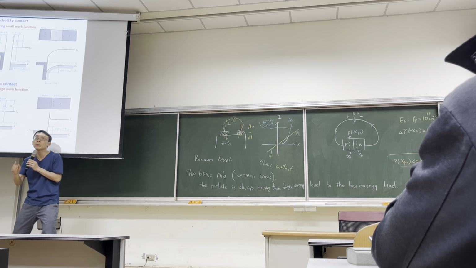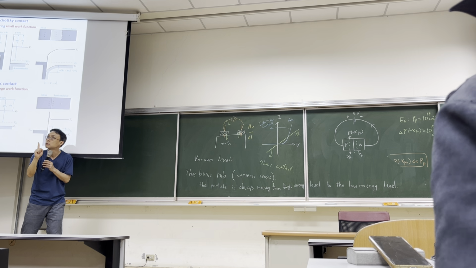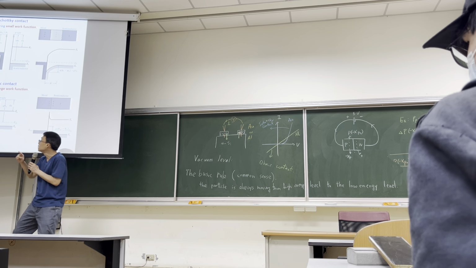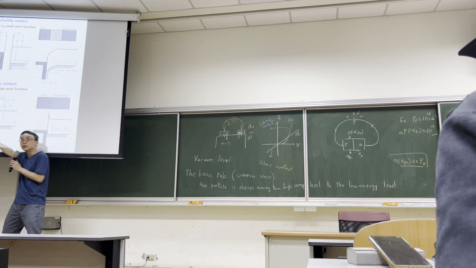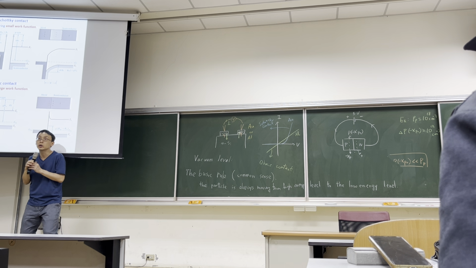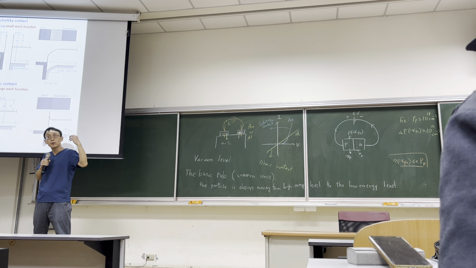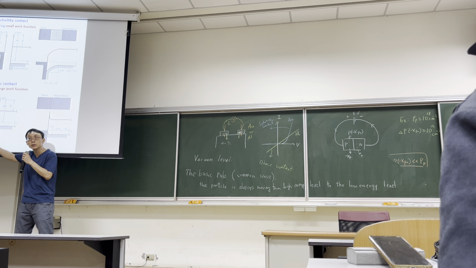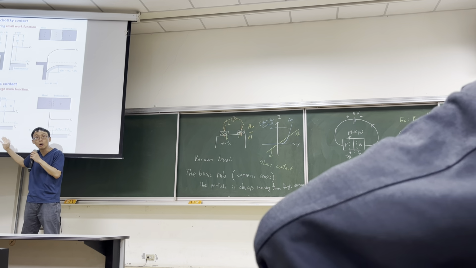But remember, this is a special case. What do you mean, special case? This is a metal and this is a semiconductor, which have a huge difference in electron concentration. Which one has much more electrons, metal or semiconductor? Metal.